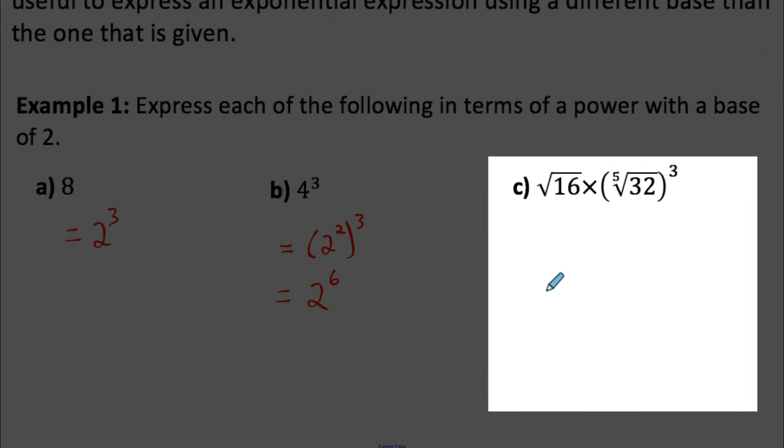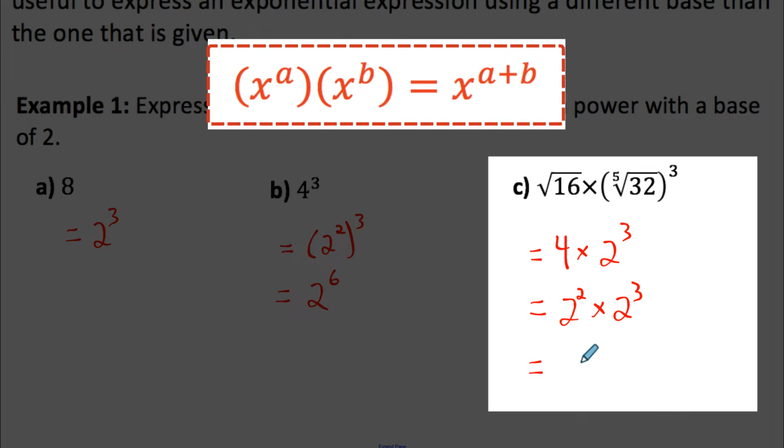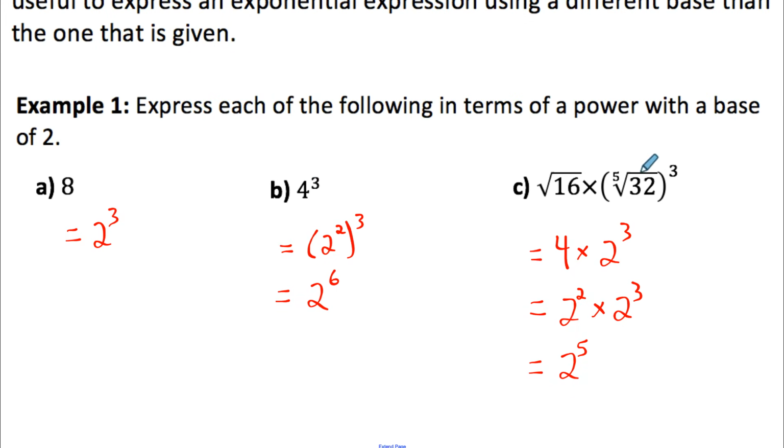Part C, I'll have to do some simplifying. The square root of 16, well, it might help if I just rewrite that as 4 right off the bat. And the 5th root of 32 is just 2, so that actually helps. So now I just have 2 cubed. And 4 I could rewrite as 2 squared, so I have 2 squared times 2 cubed. When multiplying powers with the same base, we keep the base and add the exponents. 2 plus 3 is 5. So I was able to rewrite all 3 of those expressions as base 2 powers.